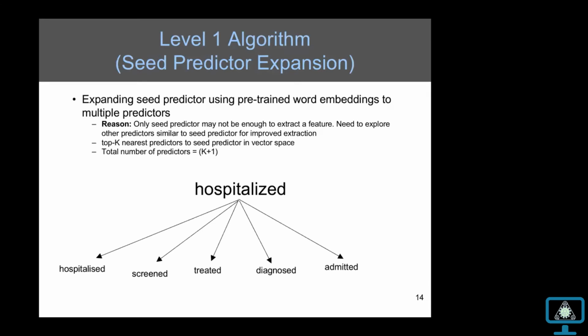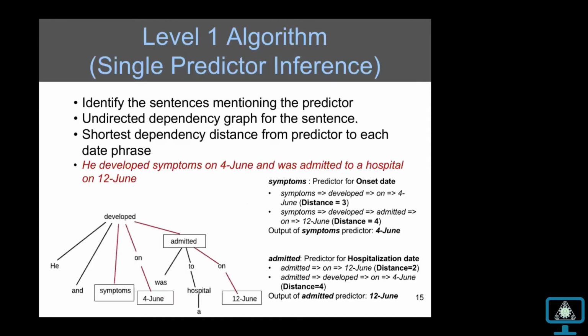So here's an example of how we might use these types of expansions. We start with a keyword like hospitalized, and then we expand them to additional keywords like shown here: hospitalised with an S, not a Z, screened, treated, diagnosed, admitted, and so on. And each of them gives you additional keywords to try to do the information extraction. And then we identify the sentences that mention that predictor. So once we expand them into certain keywords, then we look for the sentence that contains those expanded keywords. We construct a dependency parse for that sentence.